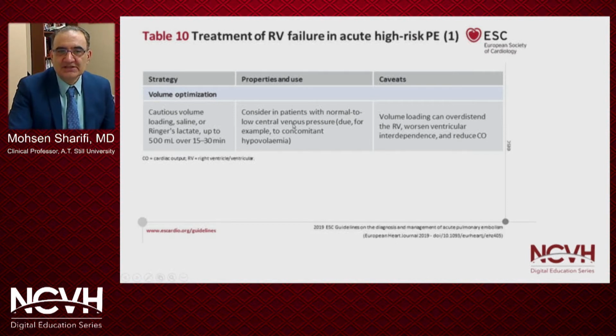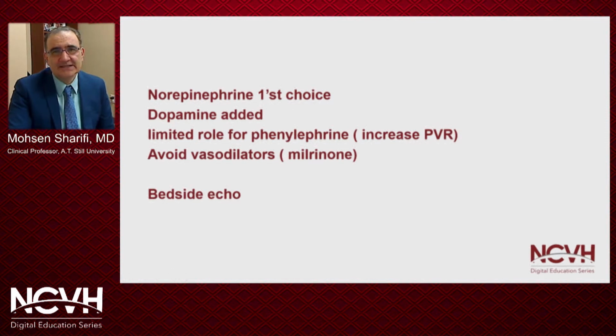It should be considered in patients who have normal to low central venous pressures due to, for example, hypovolemia or some other source. However, the caveat is that it can overdistend the right ventricle and worsen the ventricular interdependence and reduce cardiac output. As far as vasopressors and inotropes, norepinephrine is now regarded as the first choice.